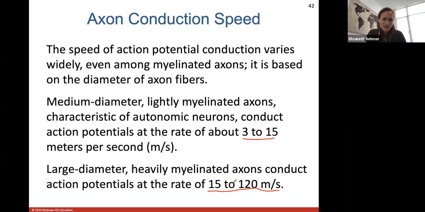Another question, Professor, where are the microglial cells located? Good, microglial cells are located in the central nervous system. Good question.